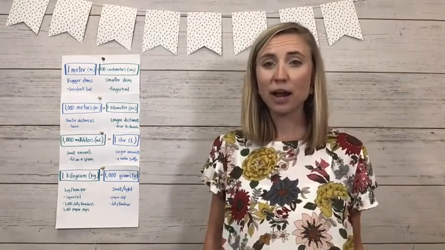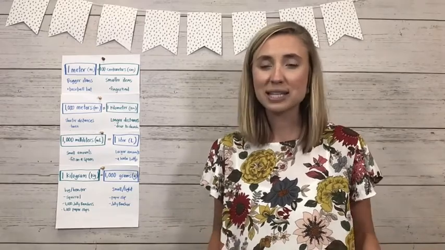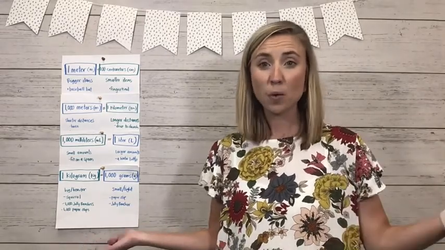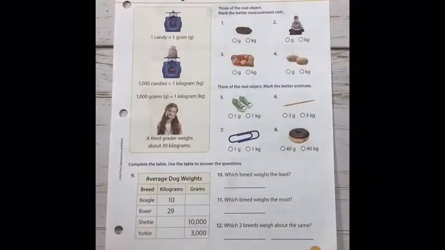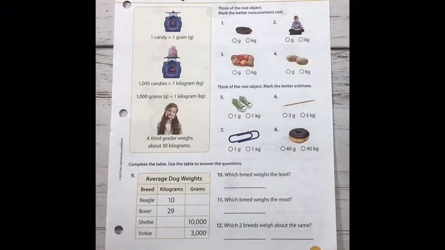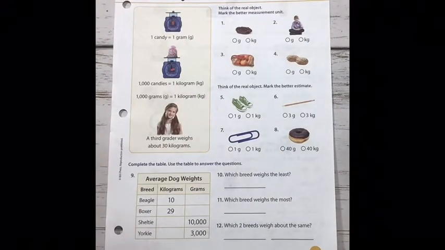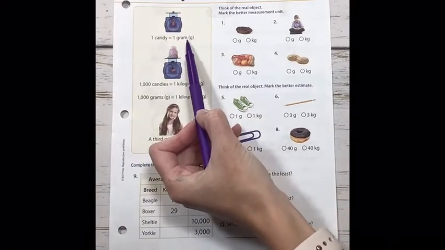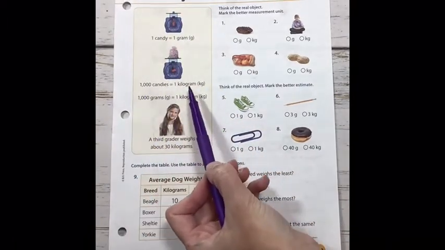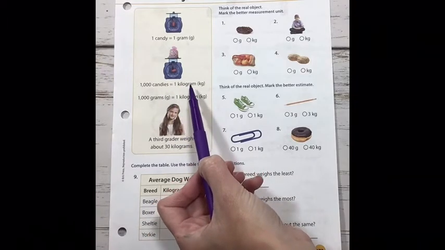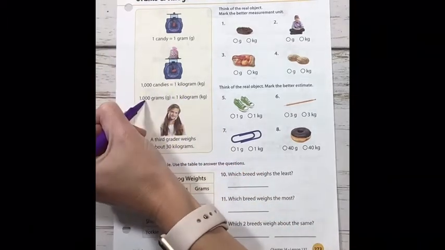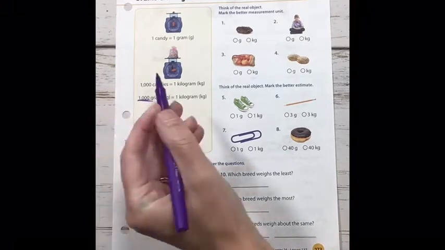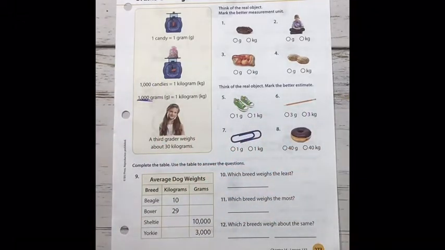So we're going to take a look at our book and move through some different objects and decide if we would use a gram or a kilogram. We are looking at 273 today. We're talking about grams and kilograms. We said this was measuring weight. So 1 candy is about 1 gram, and they said 1,000 candies is about 1 kilogram. So we need to remember that 1,000 grams is equal to 1 kilogram.